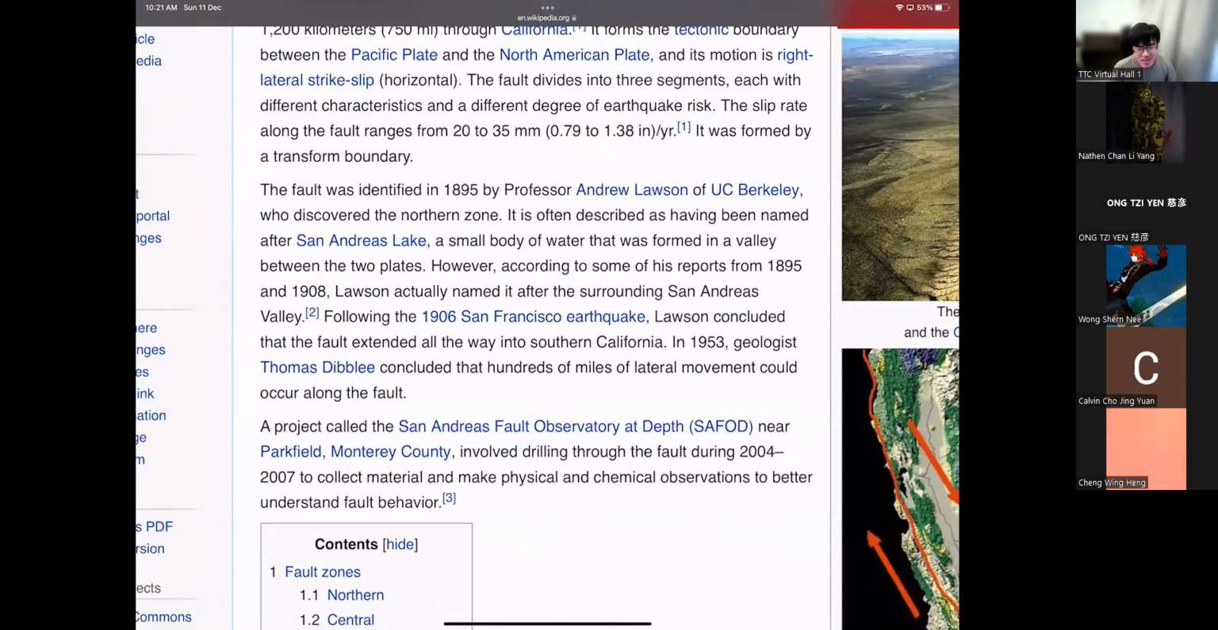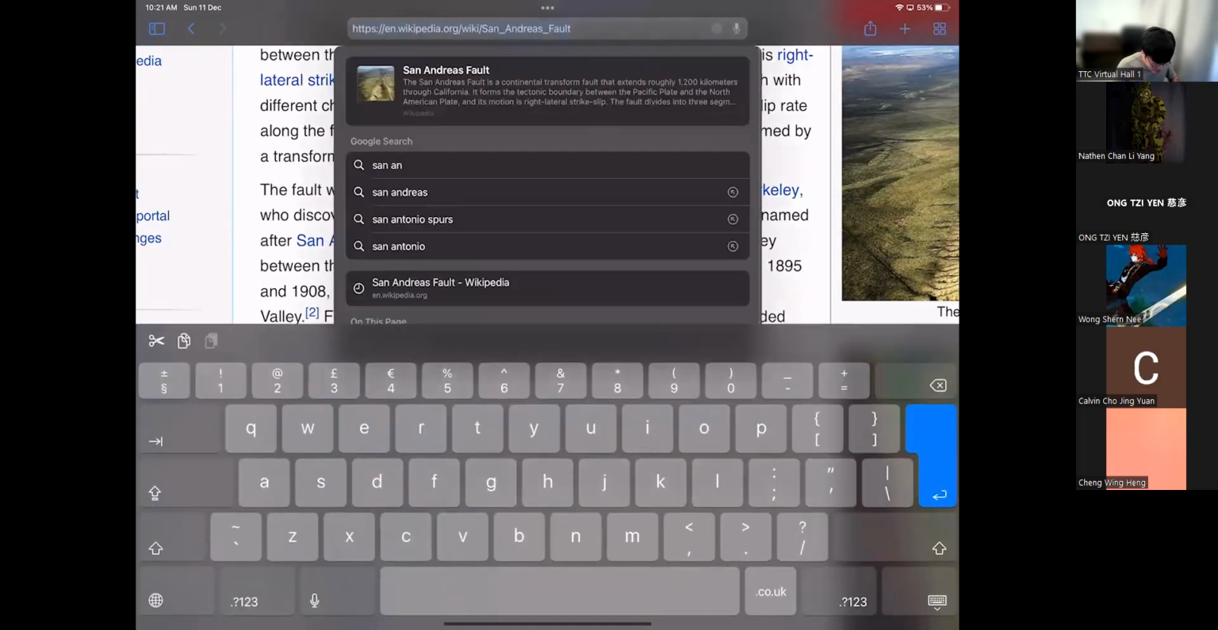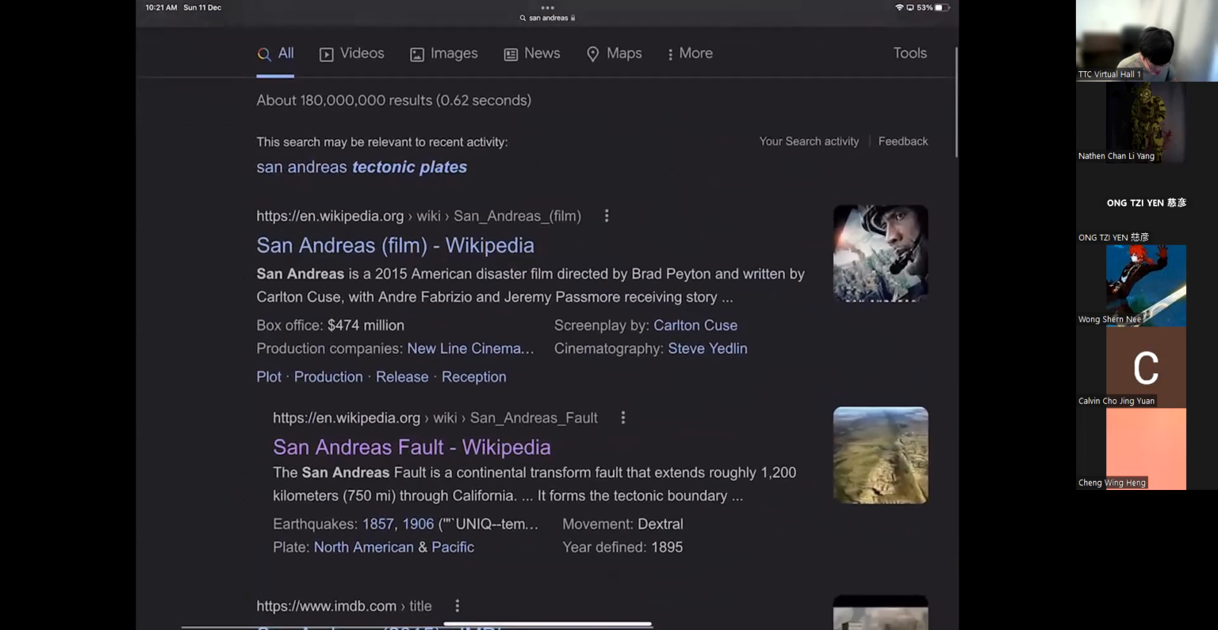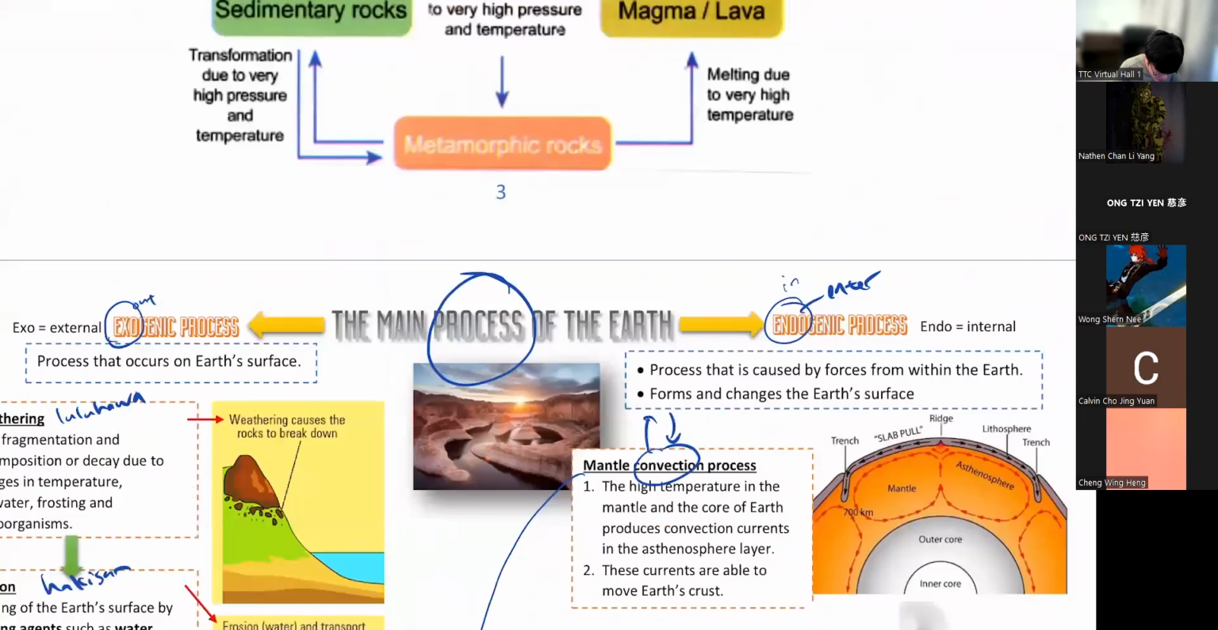Is that... no, there's a movie called San Andreas, not GTA. Are there the Rock movie lah? I don't know, it's a shitty movie, if you believe in it. Okay, anyway.